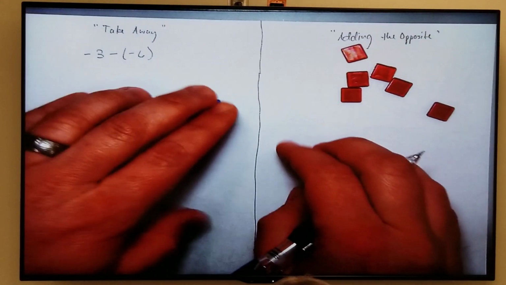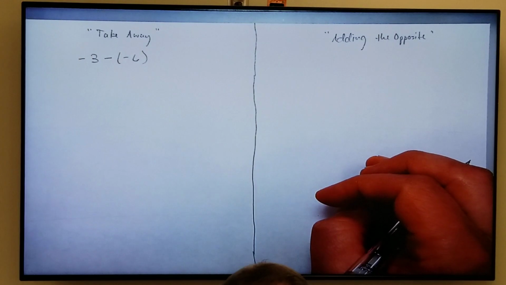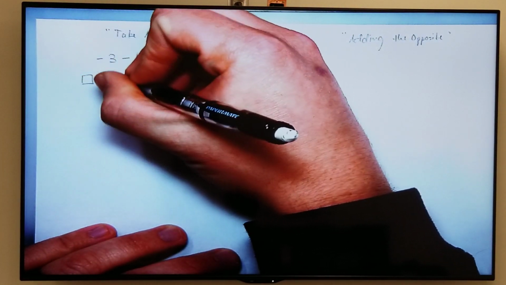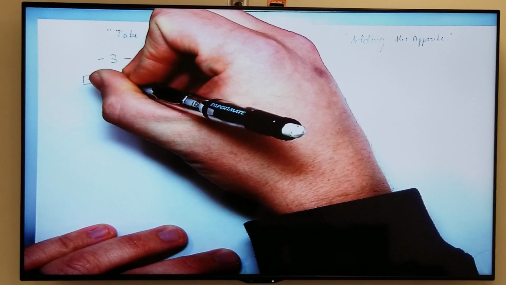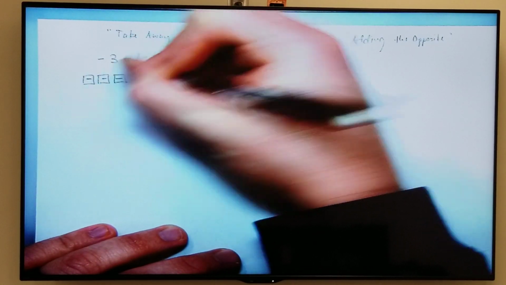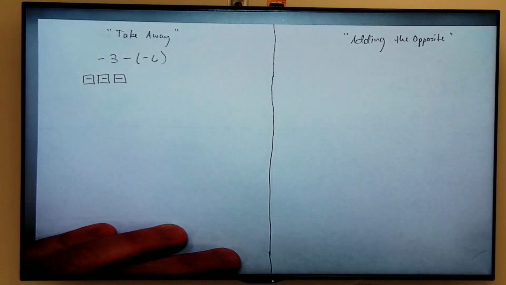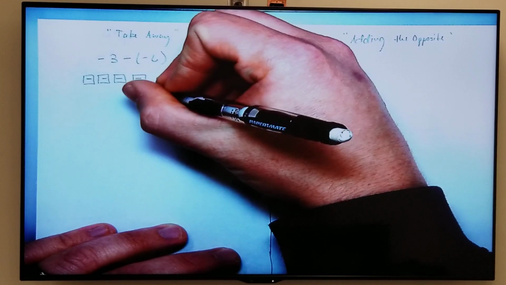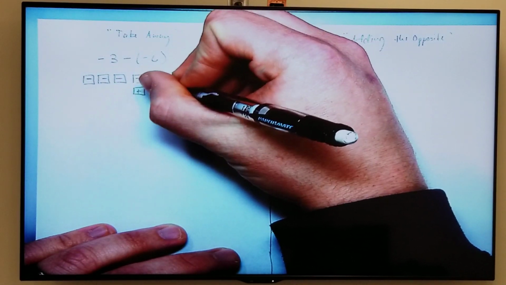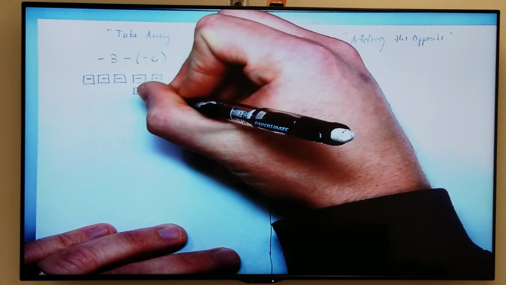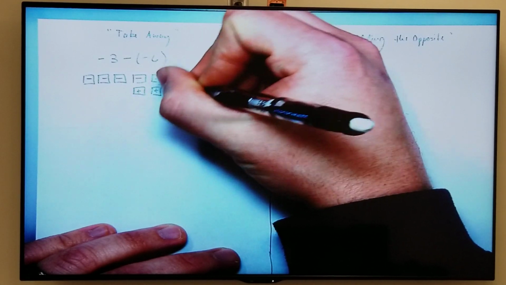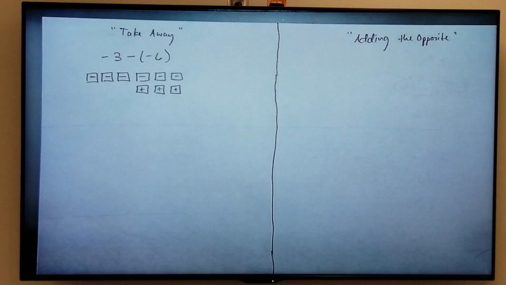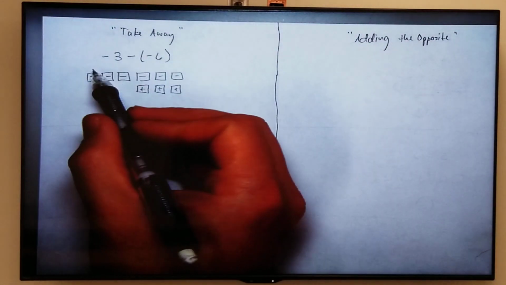Okay, so drawing this out, I would draw out exactly what I just did, right? So I would say, well, I started with 3 negative tiles, and then I needed to take away 6 negative tiles. So I didn't have enough negative tiles to be able to take away the 6, right? So I add some 0 pairs. Okay. Now I have 6 negative tiles that I can take away.